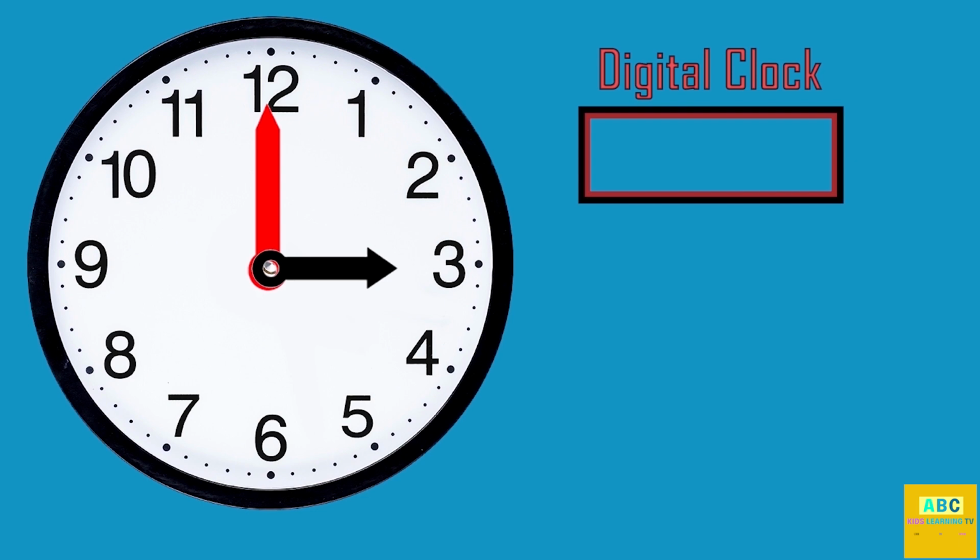This is called a digital clock. The digit on the left tells us the hour we are in. The digits on the right tell us how many minutes have passed the hour. The time on the analog and digital clocks says 3 o'clock.